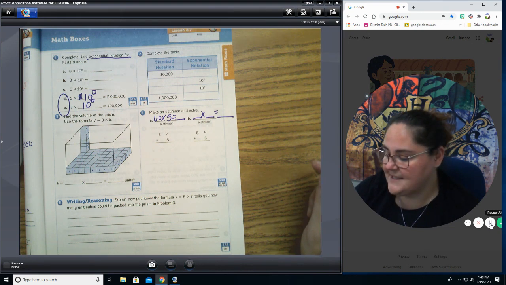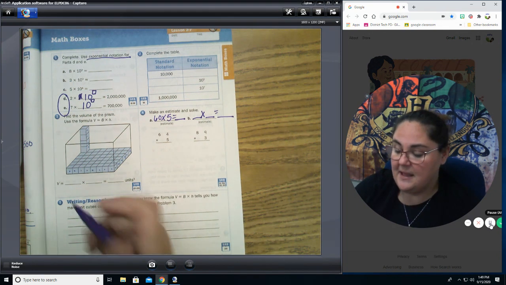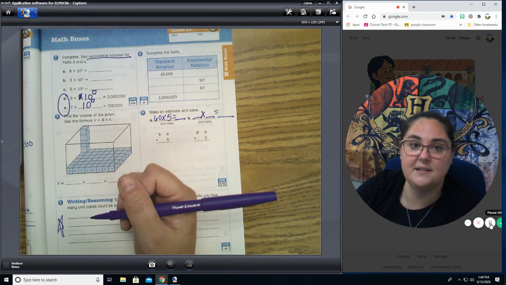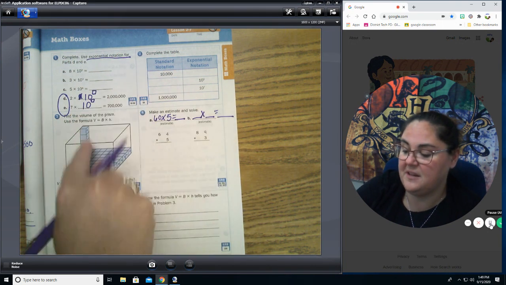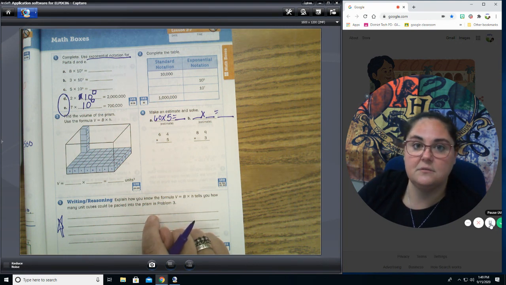For number 5, it says, explain how you know the formula volume equals base times height tells you how many unit cubes would be packed in the prism. So I want you to try to explain this problem. This problem right here will be extra credit. So if you make a problem with one of these, if you mess up, it will help boost your grade. But if you get it wrong, it will not count against you.